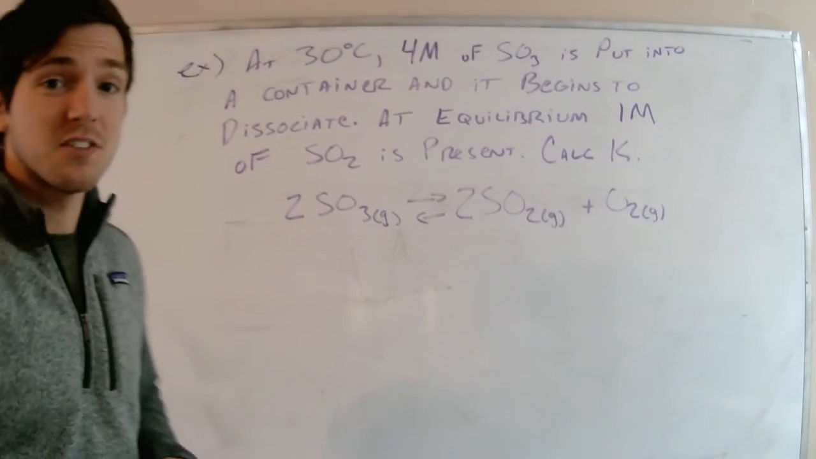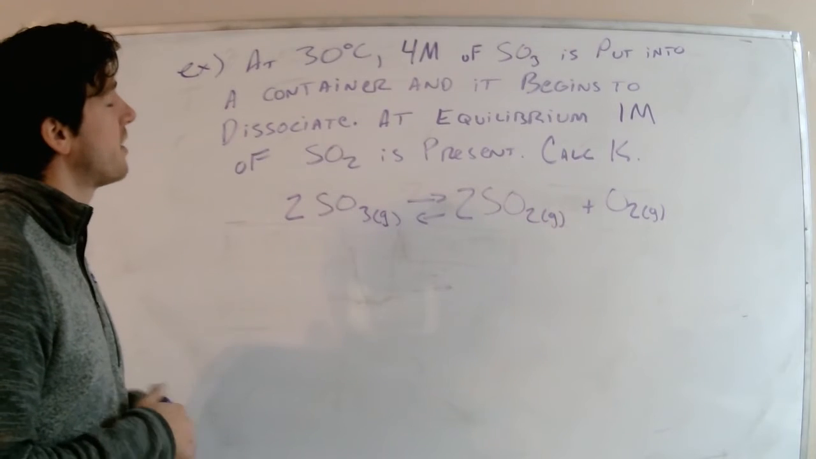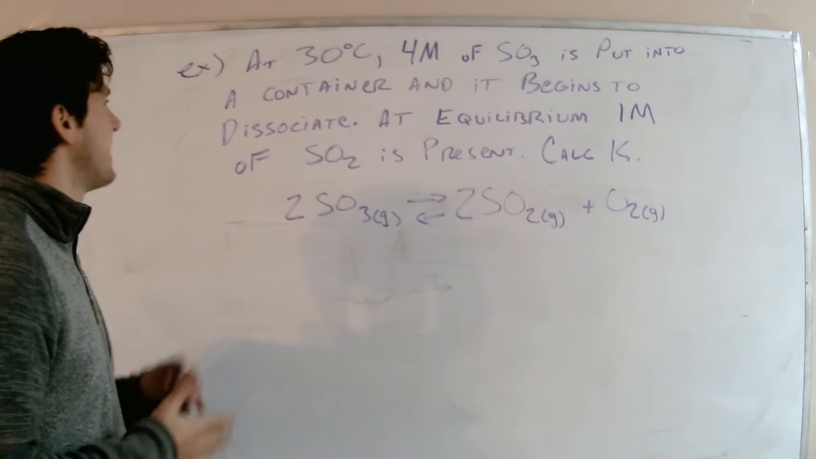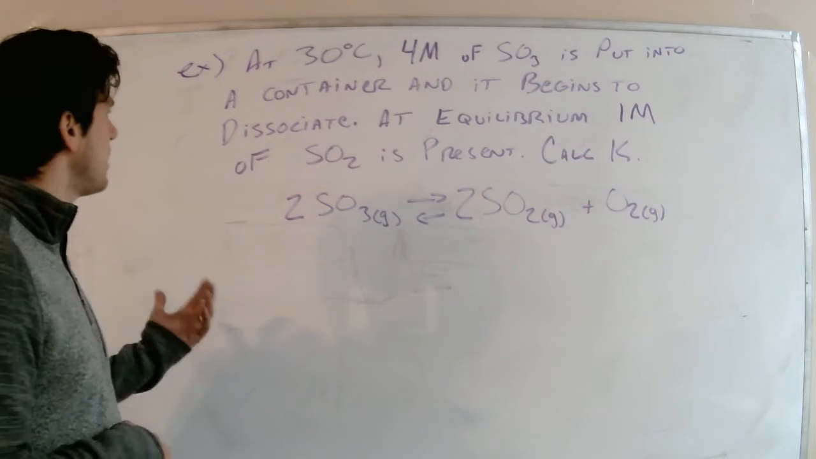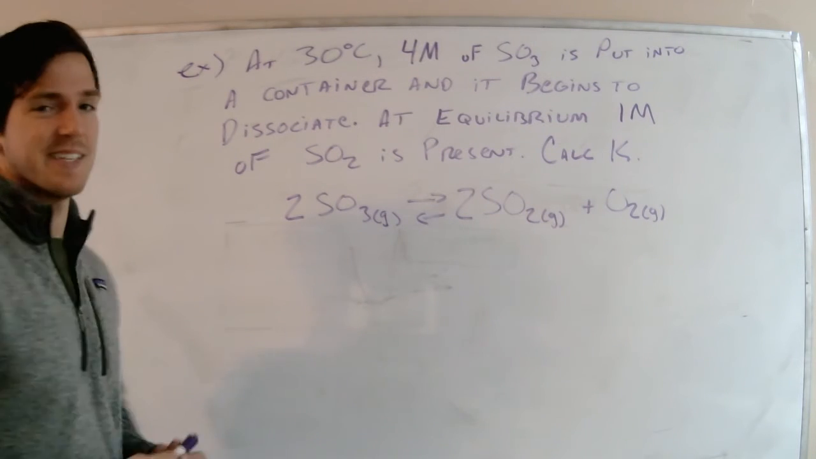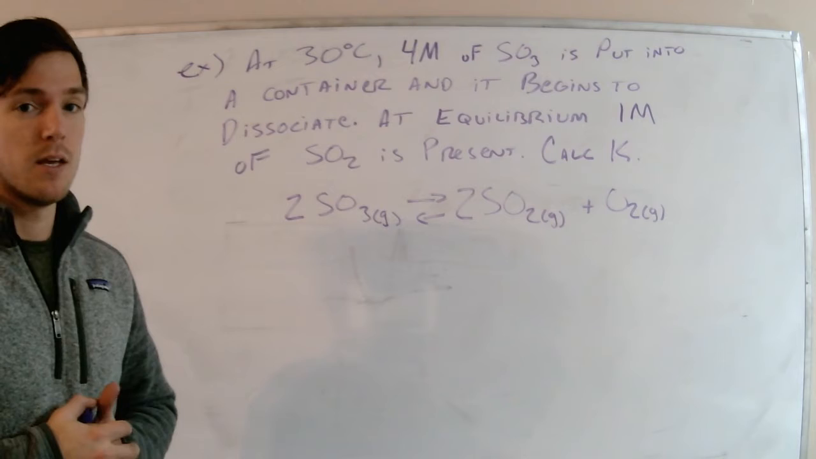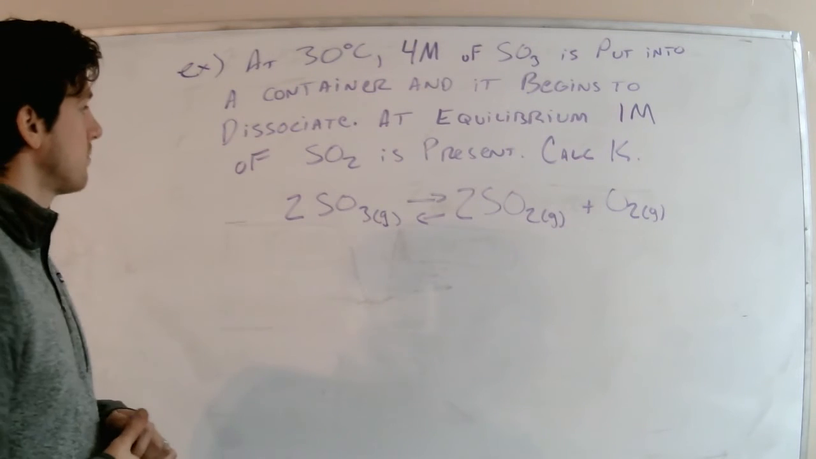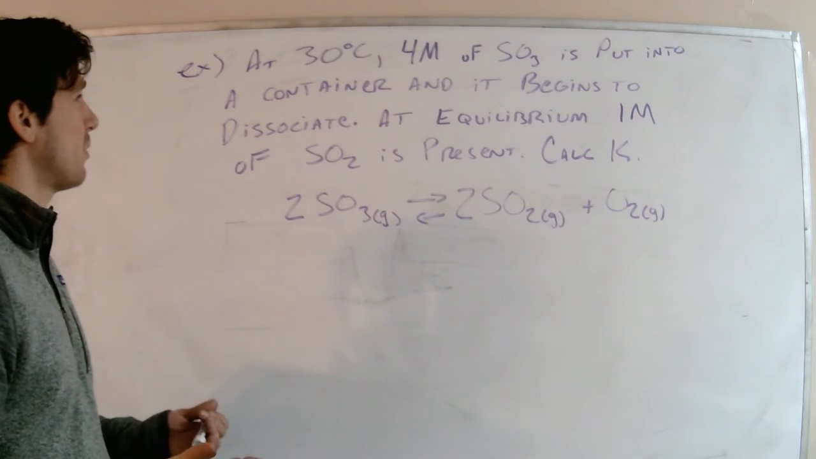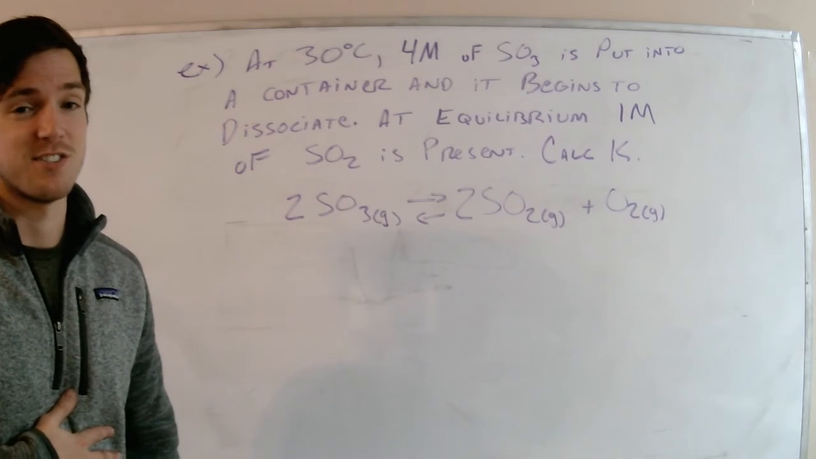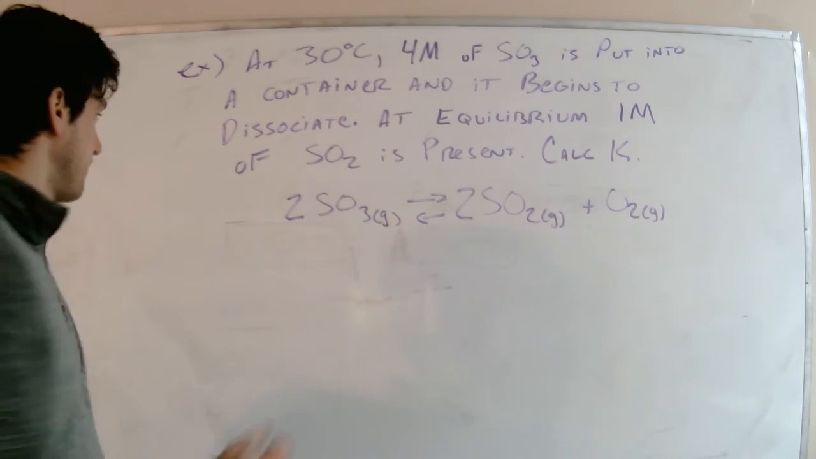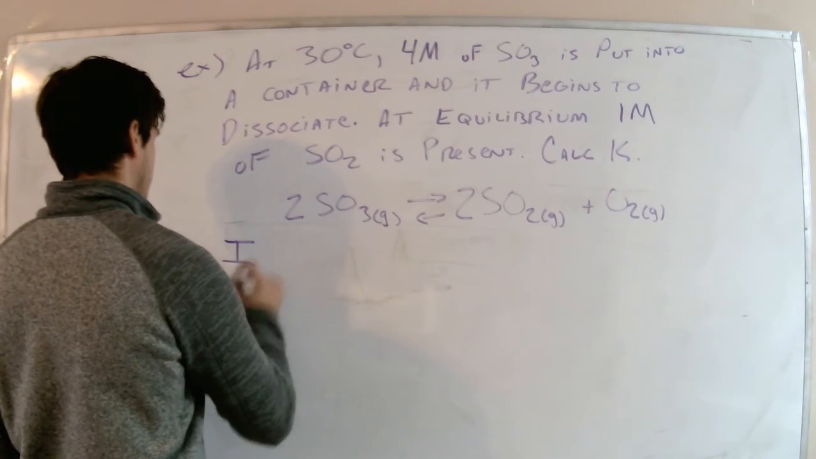Okay, so another example. At 30 degrees Celsius, we have 4 molar of SO3 put into a container and it begins to dissociate or decompose. At equilibrium, 1 mole of SO2 is present. Calculate K. So let's go ahead and do that. We need to calculate K, but we need all the equilibrium concentrations to do that. They didn't give us all the equilibrium concentrations, so I'm thinking ice table. So I'm going to put ICE down here.